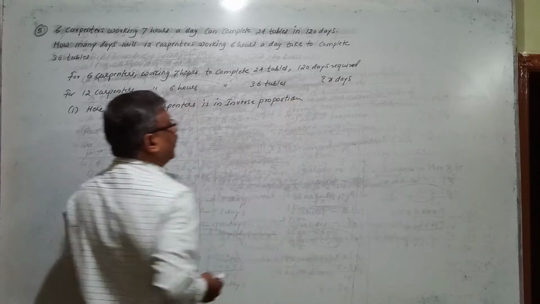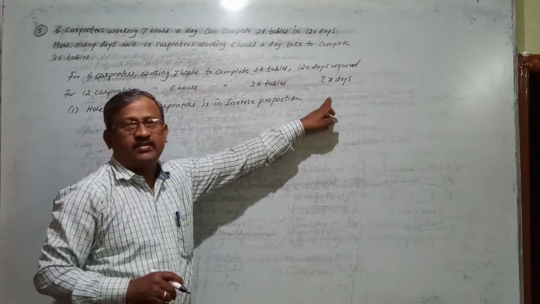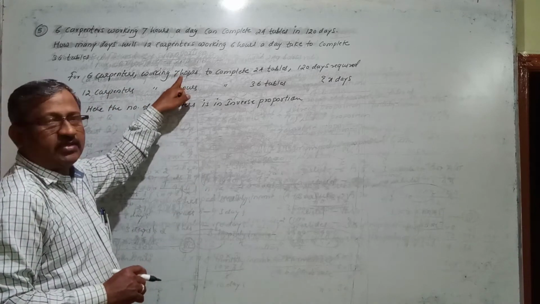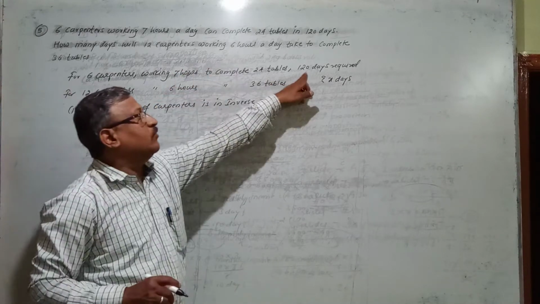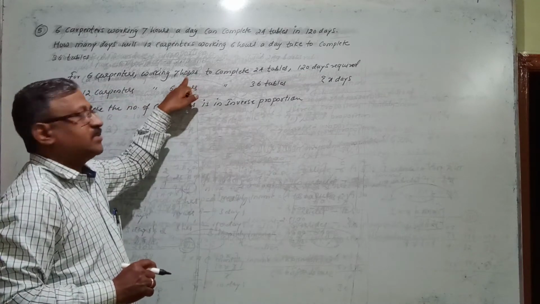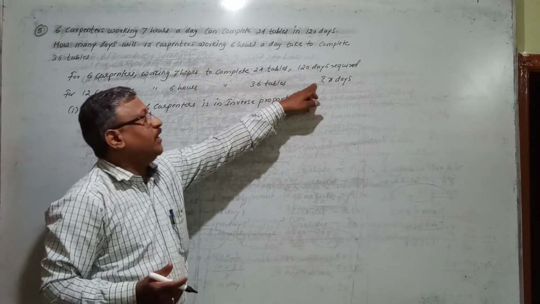Then now you have to compare the number of hours with the number of days and see whether the number of hours are in direct or inverse. So compare. If they work 7 hours daily, to complete that work, how many days are required? 120 days are required. So instead of working 7 hours daily, now if they work 6 hours daily, how many days will it take?